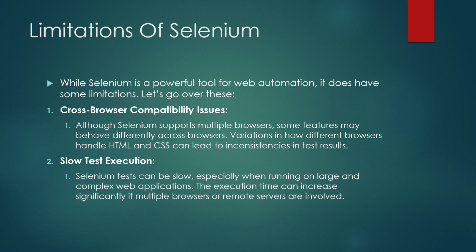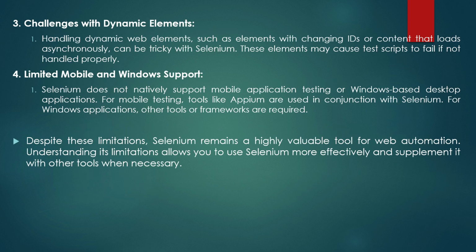Number two is slow test execution. Selenium tests can be slow, especially when running on a large complex web application. The execution time can increase significantly if multiple browsers or remote servers are involved. There are challenges with dynamic elements as well, like handling web elements with changing IDs, which can be very tricky in Selenium. These elements may cause test scripts to fail if not handled properly.